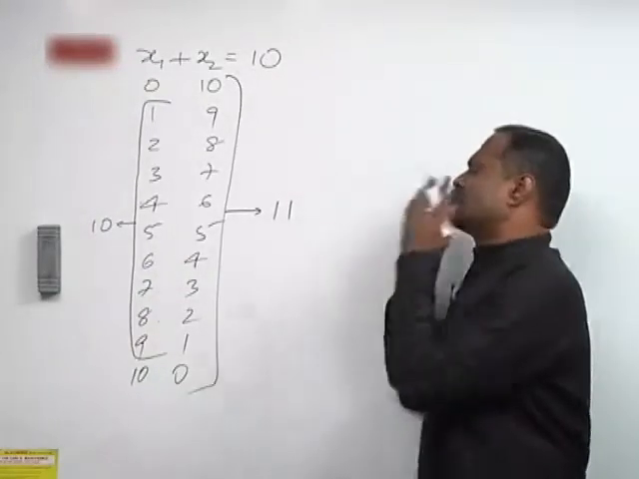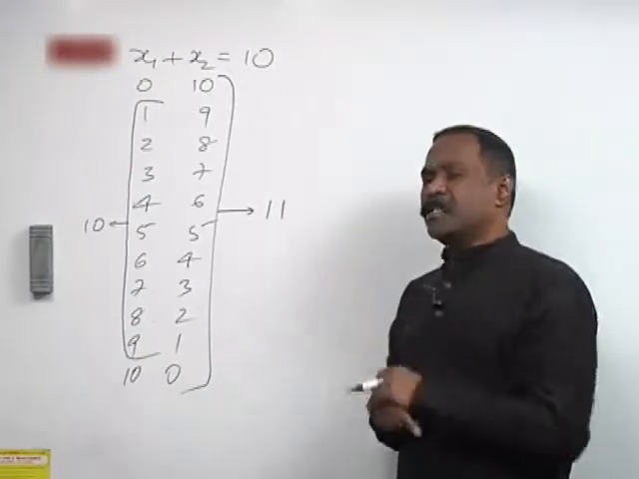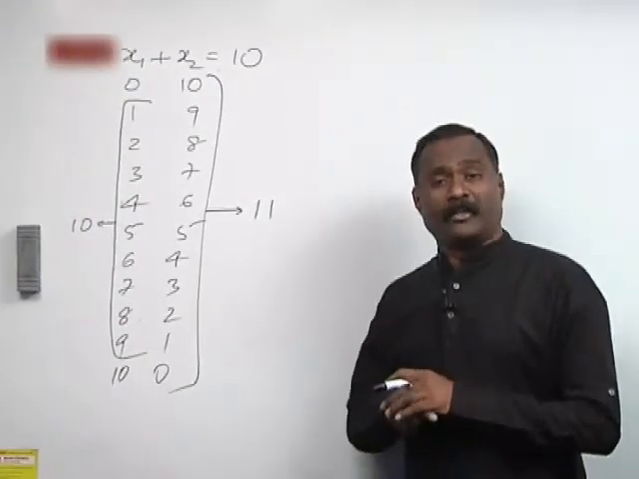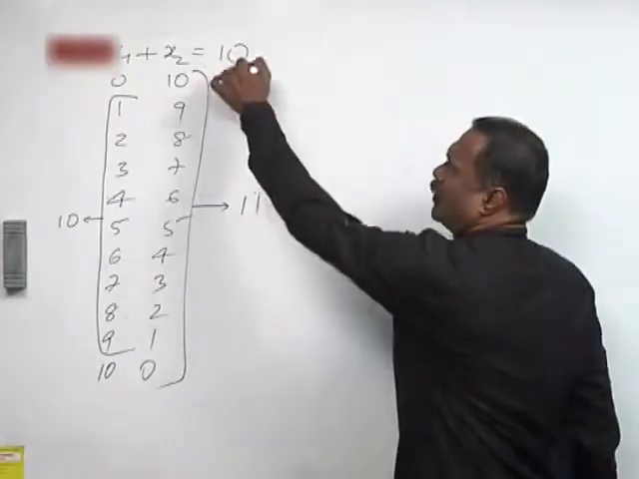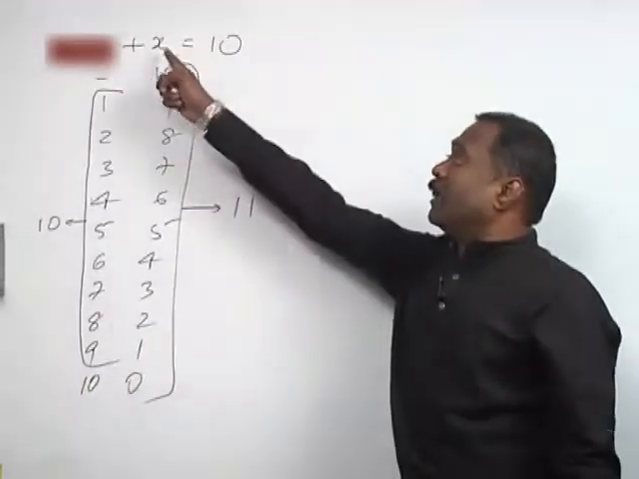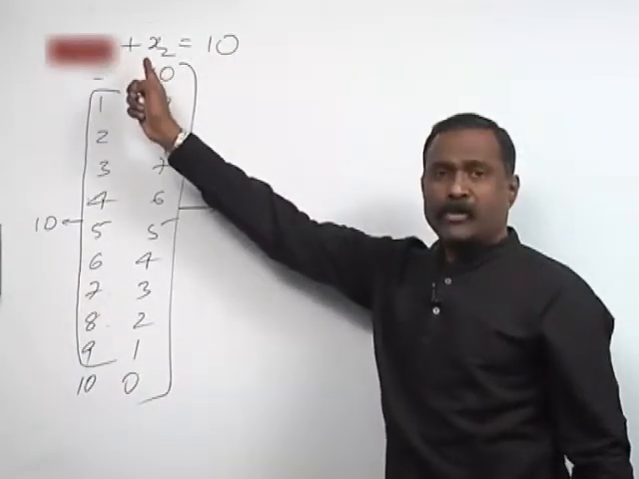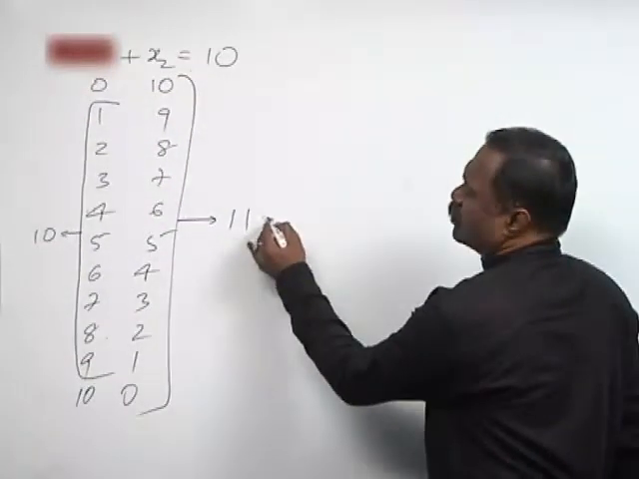Now, this is all common sense. Everyone can do this, but we need an application in combinations. Then I'll do like this. How many are there here? 10. And how many variables are here? 2. So 10 plus 2 minus 1.